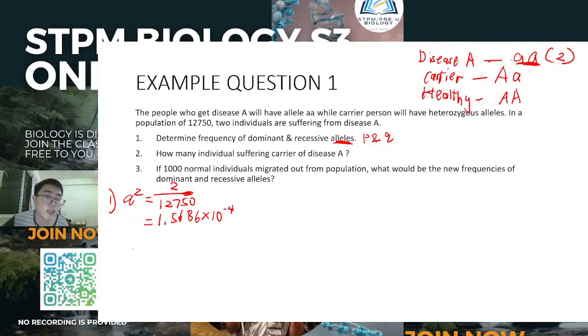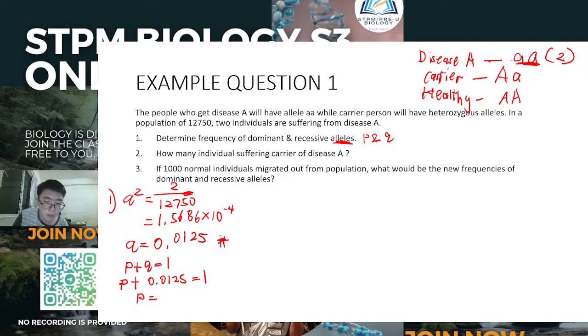Now you need to calculate Q, not Q square. So you square root this answer, and you get 0.0125. This is your Q. Hopefully you get this answer for Q. Then you know that P plus Q equal to 1, so P plus 0.0125 equal to 1. Using the calculator again, you get P equal to 0.9875. So these are your P and Q. Hopefully you guys can get this answer.